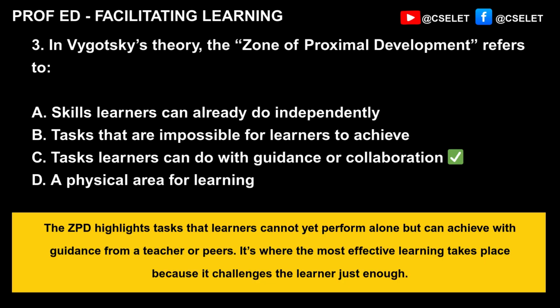The correct answer is letter C. The zone of proximal development highlights tasks that learners cannot yet perform alone but can achieve with guidance from a teacher or peers. It's where the most effective learning takes place because it challenges the learner just enough.